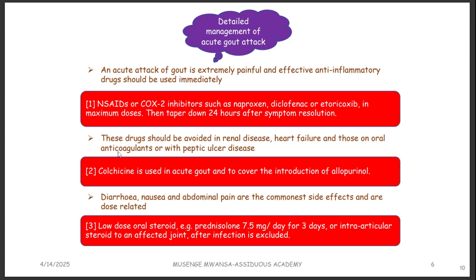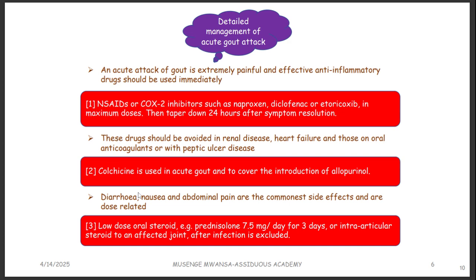Someone on anticoagulants, NSAIDs actually inhibit platelets. So you don't want to give them because someone is on anticoagulants, the platelets will not be able to work. Okay, those that prevent bleeding. And then for someone that has got peptic ulcer disease, again, the NSAIDs promote bleeding. Peptic ulcer, someone is also bleeding, so that becomes a problem.